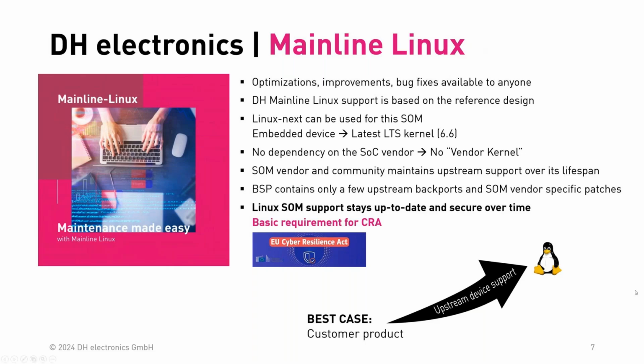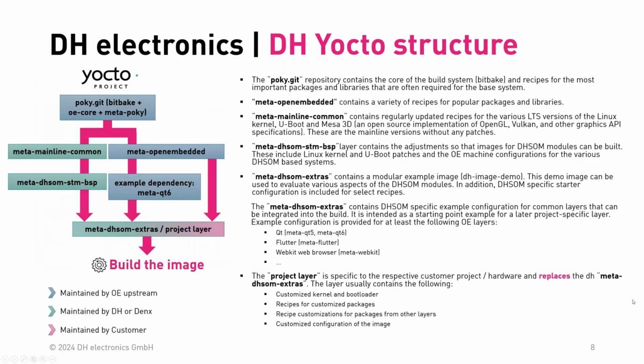But for embedded devices, the normal way is to use the latest long-term support kernel, currently the 6.6. And this is exactly what is part of our Yocto board support package layer. This will also make it easier to maintain.